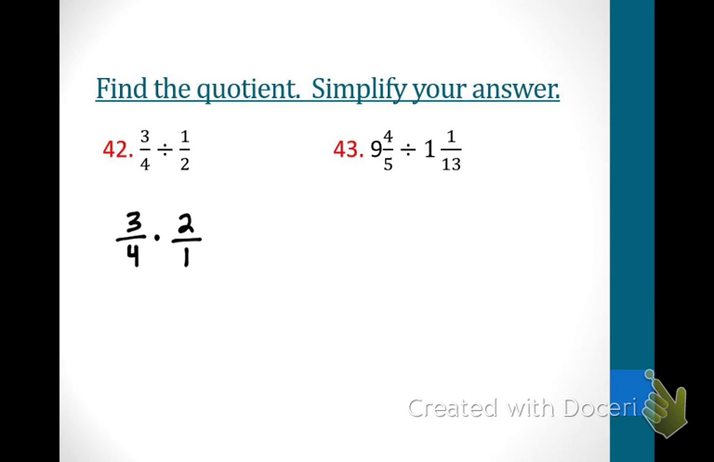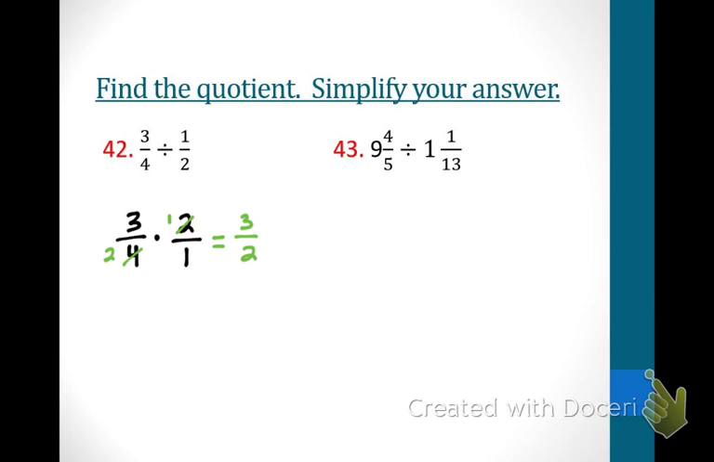At this time, is there anything that I can cross-reduce? Yes. Which ones? 4 and 2. All right, what does the 2 become? A 1. And the 4, 2. Okay, now we're going to go ahead and multiply across. What do you get? 3/2. Are you allowed to give me an answer like this?